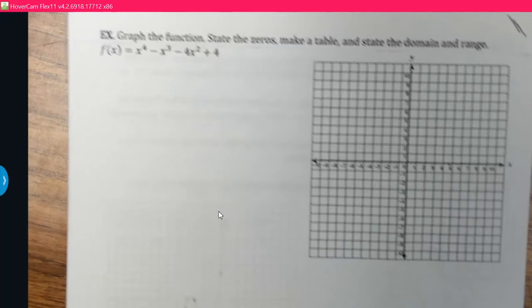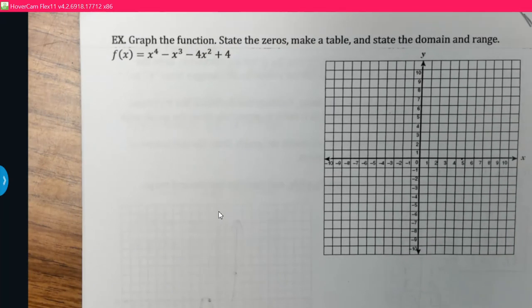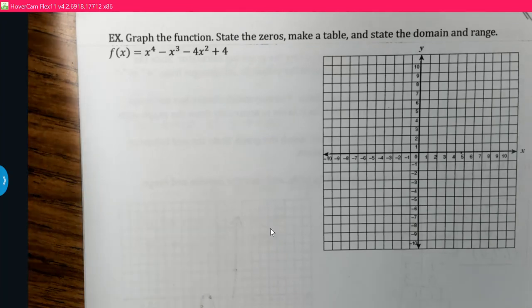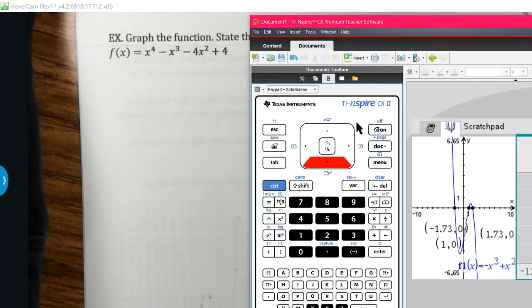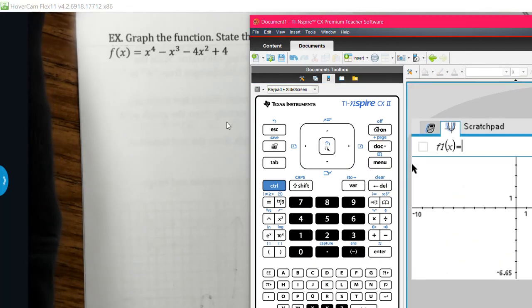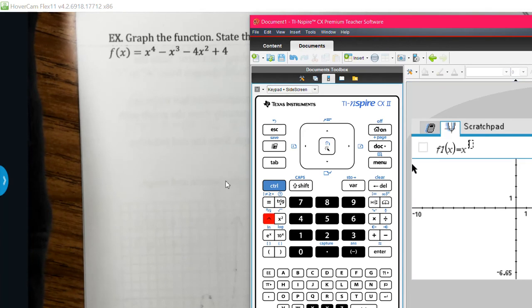Okay, so let's look at this last example. You've got x to the fourth minus x to the third minus 4x squared plus 4. So I'm going to go to my calculator and I'm just going to clear it. And I'm going to type that function in. X to the fourth minus x to the third minus 4x squared plus 4.